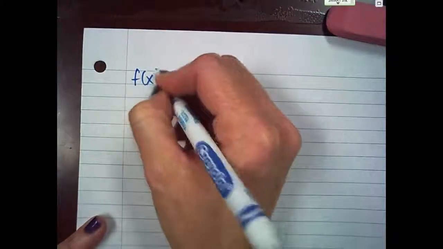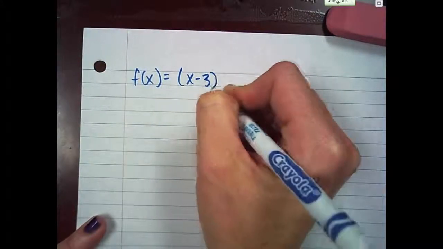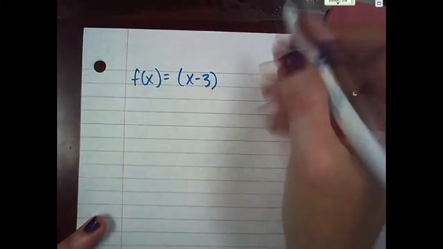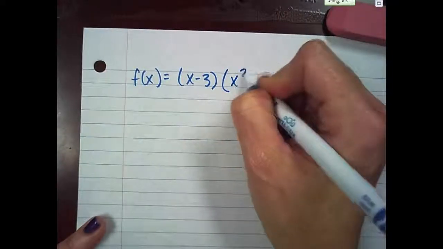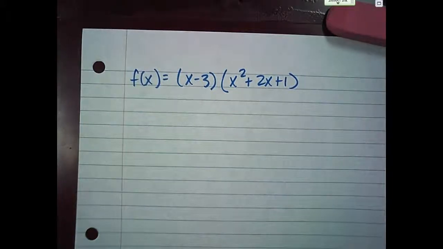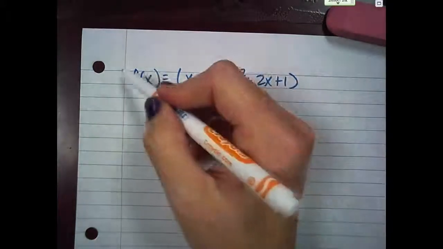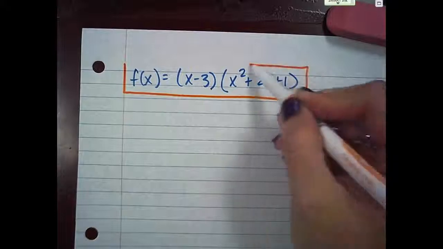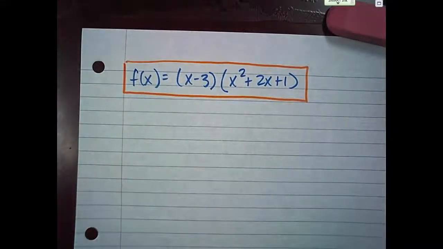f of x equals x minus 3 times x squared plus 2x plus 1. And the directions would be to graph it. Does anybody see any problems with it? Good. I hear a bunch of things.